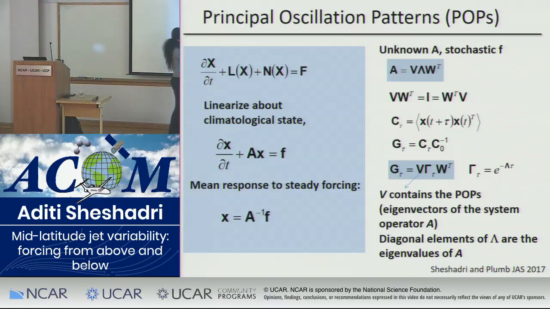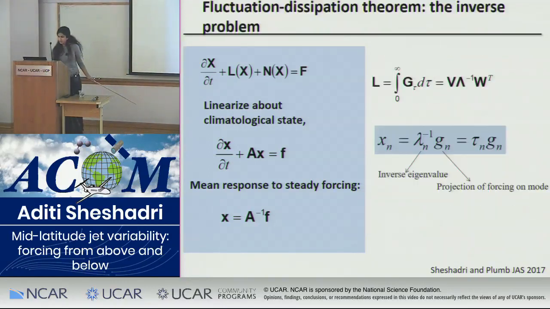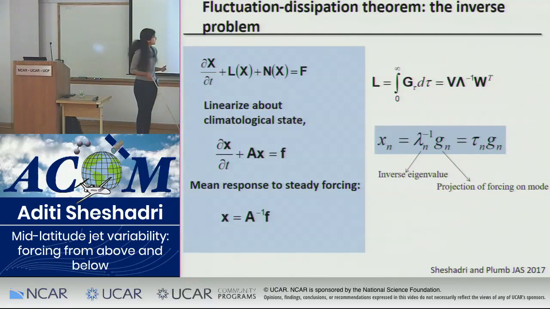So now the eigenvectors of this new matrix G of tau are identical to the eigenvectors of the system matrix, of course under some simplifying assumptions. The eigenvalues of G of tau are not identical to the eigenvalues of A. However, they're very simply linked to the eigenvalues of A by the simple exponential dependence. Now, in theory, having done this, reconstructing the response of X to any forcing F is actually somewhat simple. You just do it mode by mode.